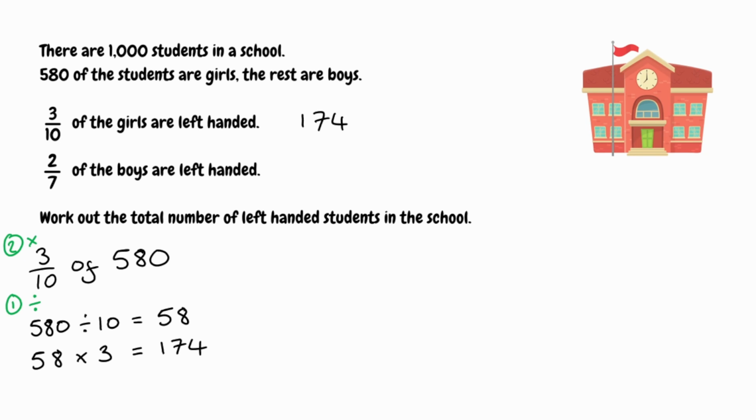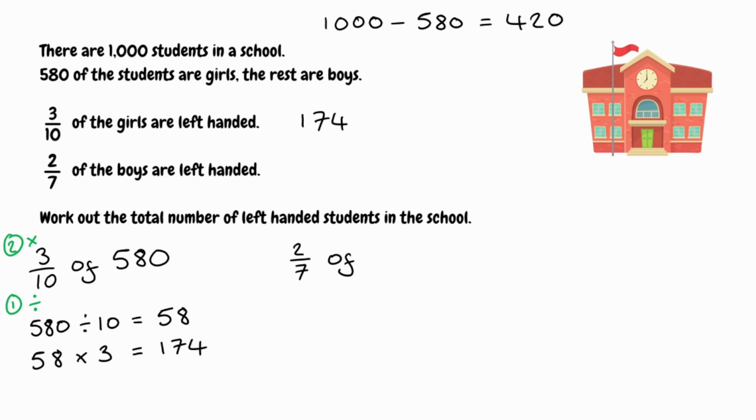We now need to do a similar thing for the boys. We know that 2/7 of the boys are left-handed, but we're not told how many boys there are. However, we can simply figure this out because we're told in the question that there are 1,000 students in the school. So if 580 of them are girls, we simply have to take that 580 away from the 1,000 to figure out how many boys there are. So if we do that 1,000 and we take away 580, that's going to leave us with 420. So there are 420 boys in total.